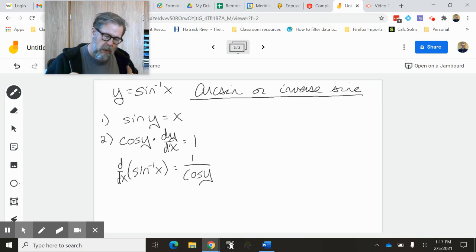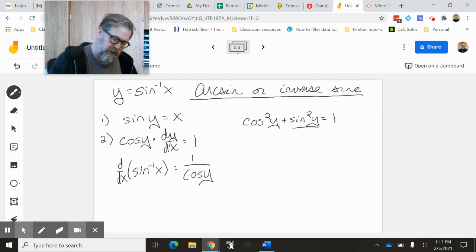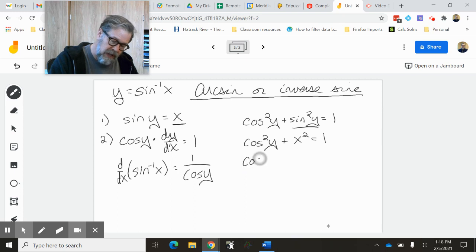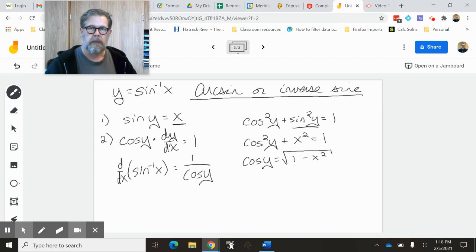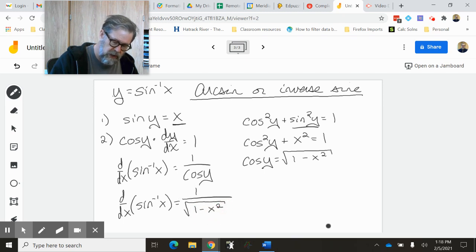Well, I wouldn't. But what I do know is that cosine squared plus sine squared is equal to 1. And I know that sine y is equal to x. So cosine squared y plus x squared is equal to 1. Let me clarify that: sine y is equal to x. Which means that cosine of y is equal to the square root of 1 minus x squared. Ha! Which means that the derivative with respect to x of arc sine of x is equal to 1 over the square root of 1 minus x squared.